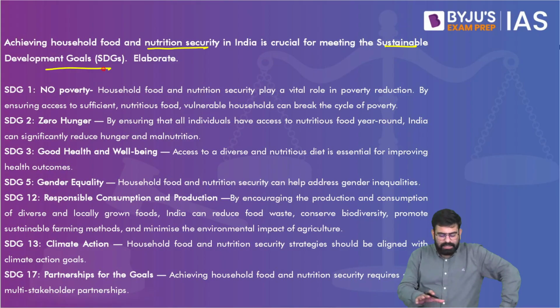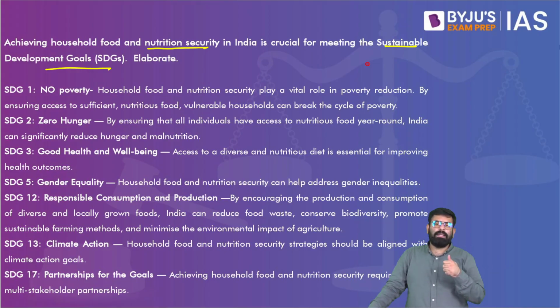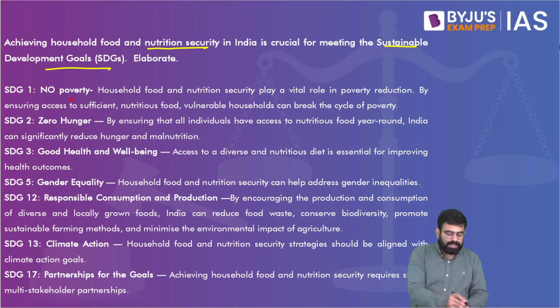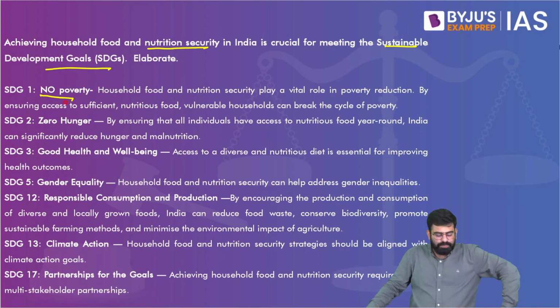So it was an all-encompassing question, and here is the list in front of you. Remember that when we talk about poverty, we were saying if a person is not healthy, if a person is malnourished, ultimately they'll end up below the poverty line, or they'll end up in the vicious cycle of poverty. Sustainable Development Goal talks about no poverty. Similarly, zero hunger is directly related to nutrition security.